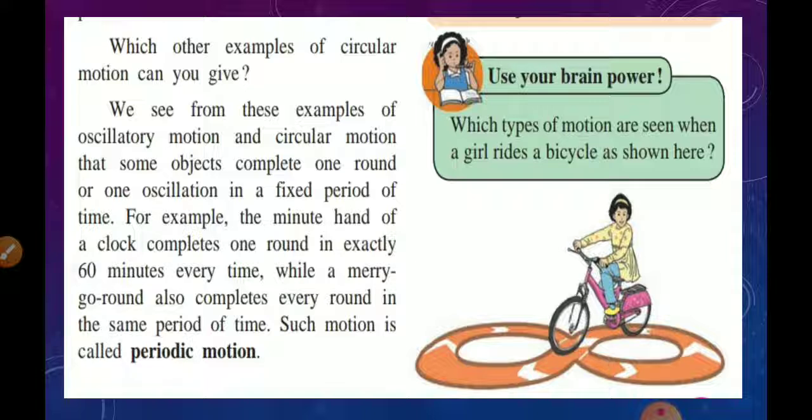For example, the minute hand of a clock completes one round exactly in 60 minutes. The second hand completes one round exactly in 1 minute, that is 60 seconds. But the minute hand completes one round exactly in 60 minutes, that is 1 hour. While a merry-go-round also completes every round in the same period of time. Such motion is called periodic motion. Understood?